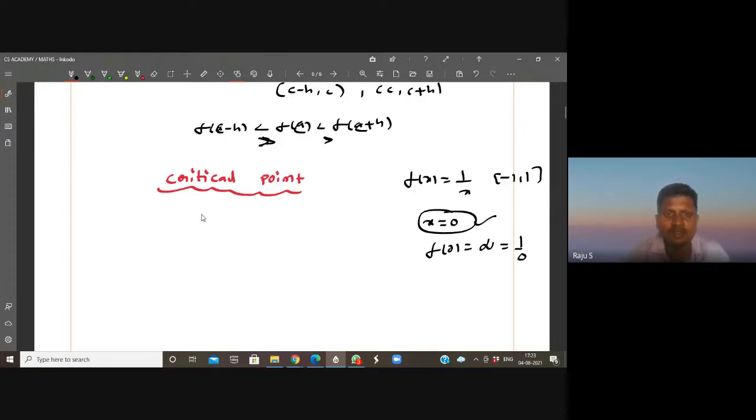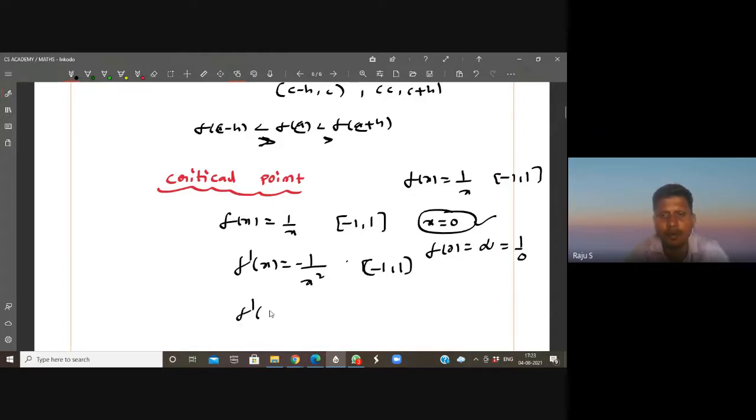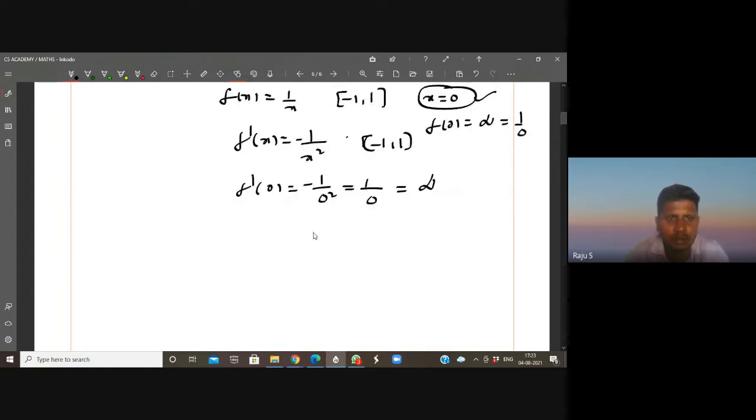Then x is equal to 0 is called the critical point. So here f of x is a real valid function in the domain, and here f dash of x is the first derivative also. For example, 1 by x is there. The interval I'm taking is the same, minus 1 to 1. F dash of x value is minus 1 by x square. Does f dash of x exist in the open interval minus 1 to 1 at every point? No, here also f dash of 0 is minus 1 by 0 square, that is 1 by 0. It is infinite, undefined. So x is equal to 0 is called the critical point.